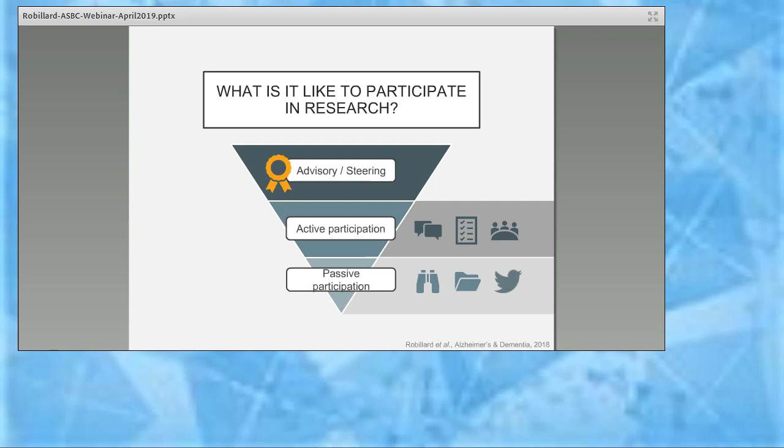And then finally, some people participate in research in what I call a passive way, when we do work, for example, that is observational in nature. So when we just want to observe what it's like, or when we collect information that people contribute in a passive way. So for example, we've done some work looking at what people share publicly and freely on social media. And that's a way that people end up being involved in research without actively going in and interacting with the researcher.